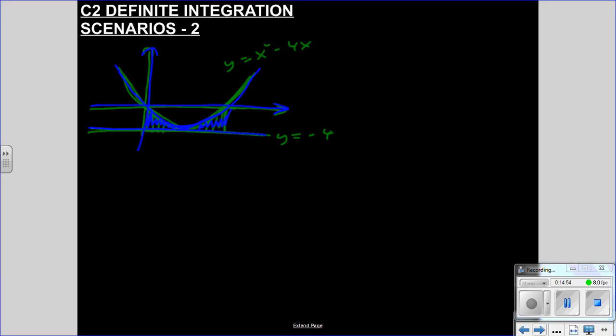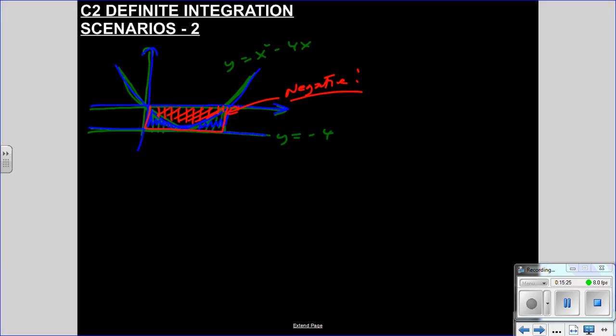The most obvious way is to find this area. Can you see? And can you see that this is a box? So if we can find the area of the box and the area of this shaded region and take it away, perfect. But remember, hopefully you're saying it, this red shaded area, this is going to be negative. So we need to take the positive of it, the modulus of it.